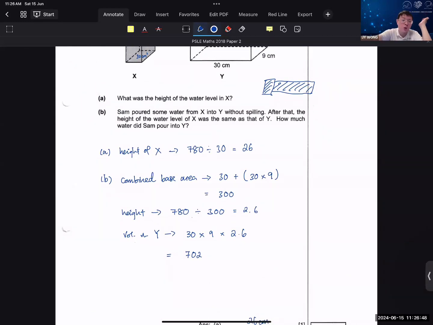You do realize that for a question like this, sometimes students don't like to use the combined base area method. You like to do this thing called guess and check. You will have a bit of difficulty trying to do guess and check for this particular question. Why? Because you realize the height here is not a whole number, it's 2.6 cm. I don't think y'all will randomly decide that you want to check 2.6 cm if you did guess and check. So you must understand that the method for this kind of question is not to brute force it by guess and check. You have to understand whether you use combined base area or you use the ratio of the base areas. In this case, same height, so you use combined base area.